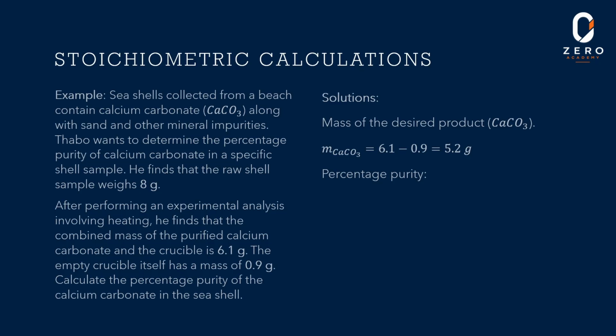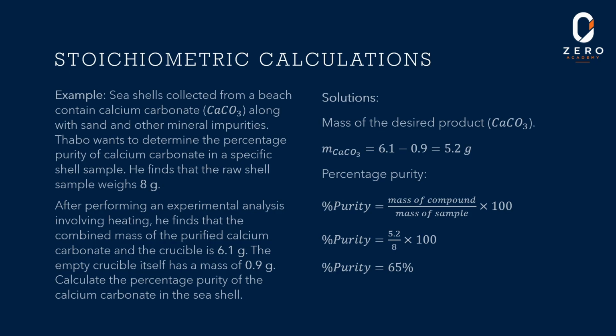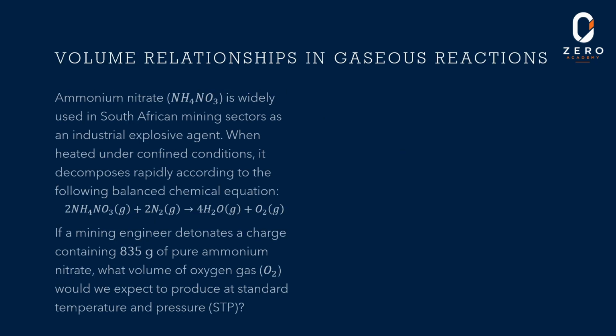Next, we're going to calculate the percentage purity, and hence substituting everything we know into the percentage purity formula, we'll get percentage purity is equal to 5,2 divided by 8, which is the mass of the raw sample, multiplied by 100, and that will give us a percentage purity of 65%. And that is how you solve that particular problem. Now let's move on to the final part of this lesson.